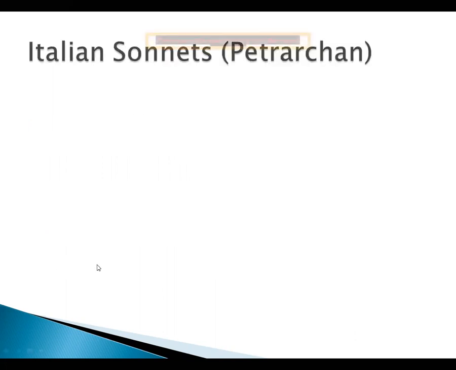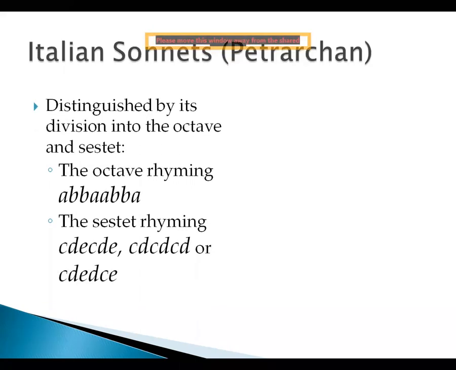Now, starting with the Italian sonnet, which is also known as Petrarchan sonnet, it is distinguished by its division, which I've already explained before, that there are two stanzas in Italian sonnet, octave and sestet. The rhyming scheme of octave is ABBA, ABBA. There are 8 lines, 4 each. ABBA and then again ABBA. So these 8 lines combine together to form an octave.